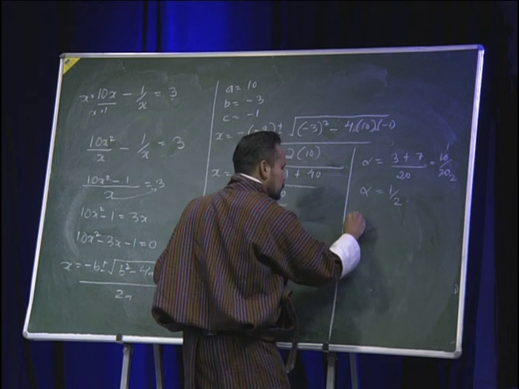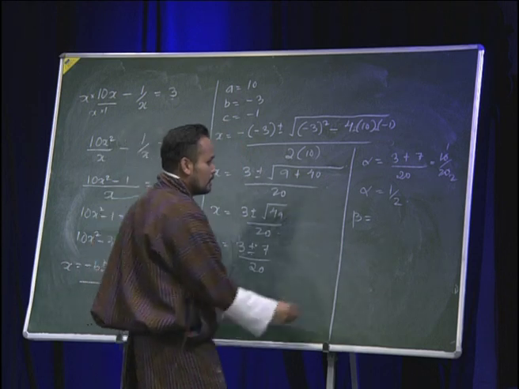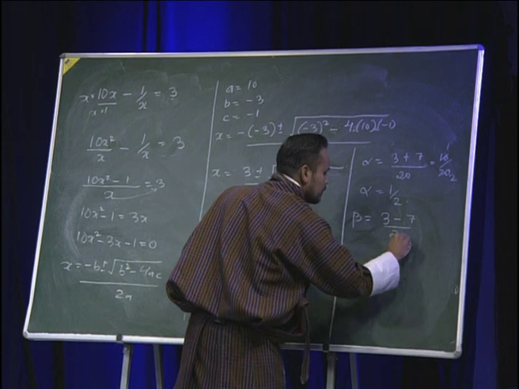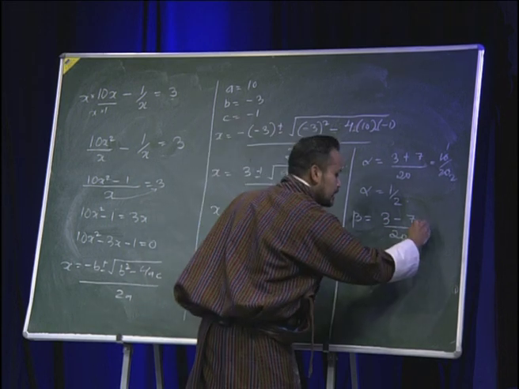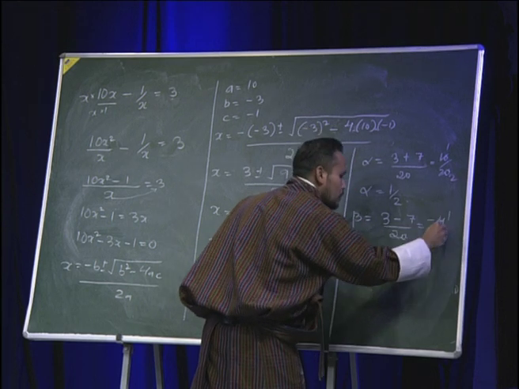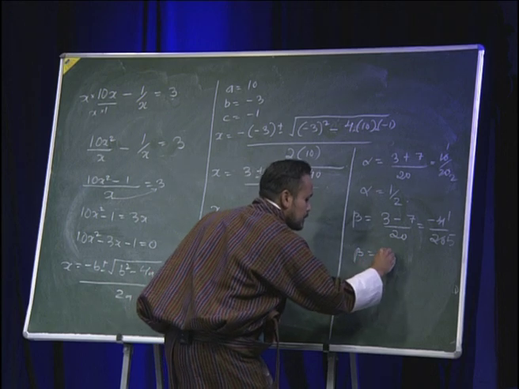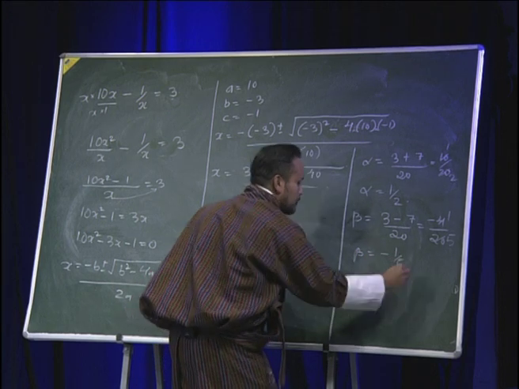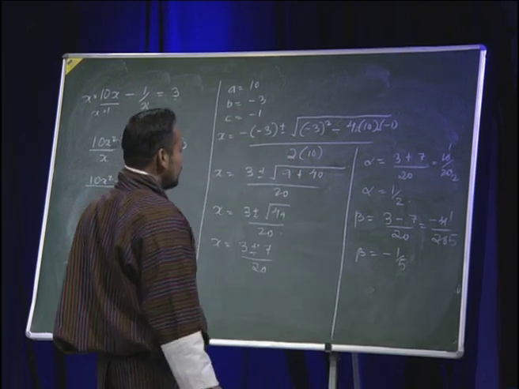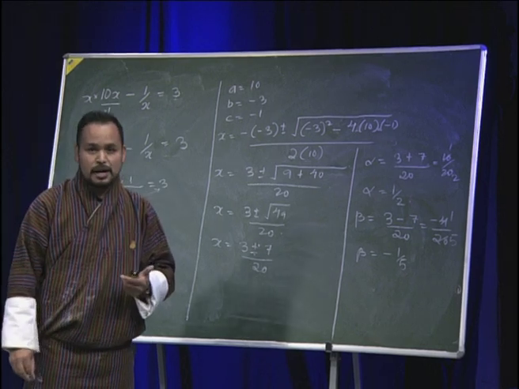Let me find the second root, that is beta. I am going to get the second root by taking the negative sign. 3 minus 7 over 20. 3 minus 7 is negative 4 over 20. 4 1s are 4, 4 5s are 20. Therefore, beta will be equal to negative 1 over 5. So, I got two roots. Those are 1 over 2 and negative 1 over 5. This is how you have to solve this question. I hope you understood.